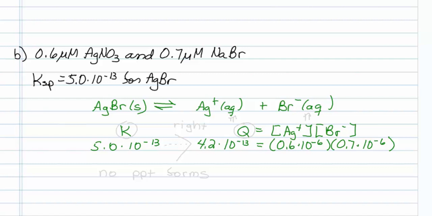Okay, once again, let's compare K to Q. This time K is bigger than Q. So this means the reaction shifts to the right. And what do we have on the right side? Aqueous materials. So this one would be no precipitate forms. And that's how you do that.